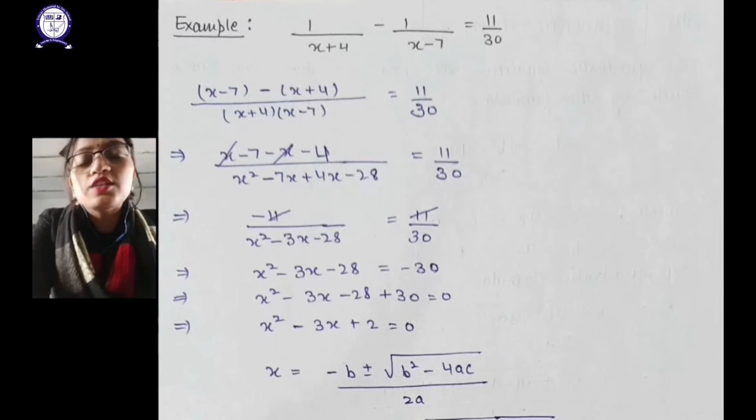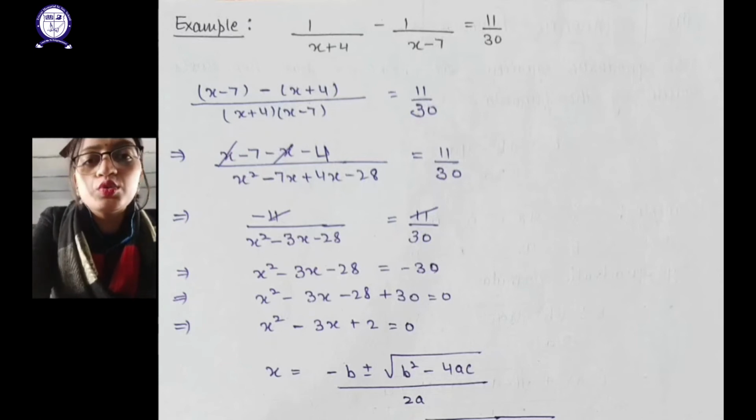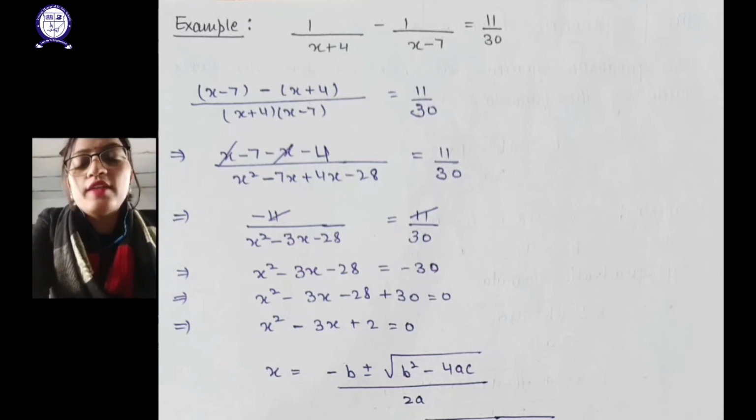terms, x into x, x square, x into minus 7, minus 7x. Similarly 4 into x, 4x, and 4 into minus 7, minus 28, and on the right hand side 11 by 30 is coming as it is. Okay, now cancelling out whatever we can and subtracting it, we got the equation as minus 11 upon x square minus 3x minus 28 equals to 11 by 30.